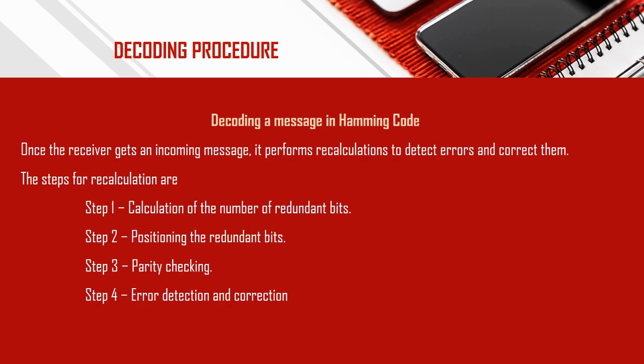Now the decoding procedure: decoding a message in Hamming code. Once the receiver gets an incoming message, it performs recalculations to detect errors and correct them. The steps for recalculation are: step 1, calculation of the number of redundant bits, which we have already learned. Step 2, positioning the redundant bits. Step 3, parity checking. And step 4, error detection and error correction. These 4 steps will be clear when we look into the example.